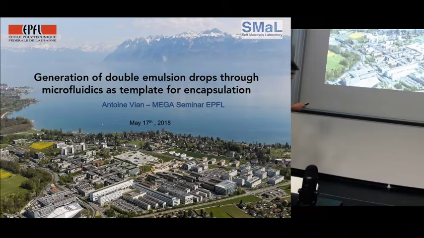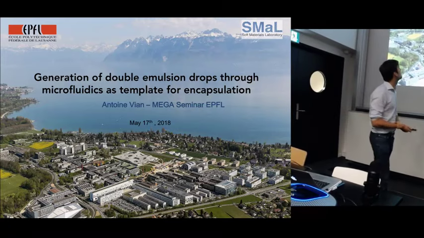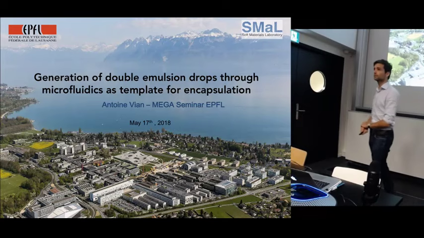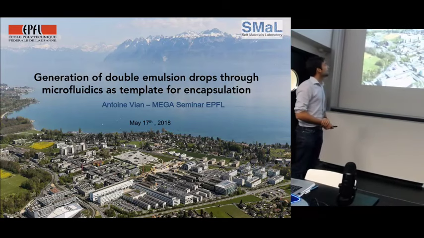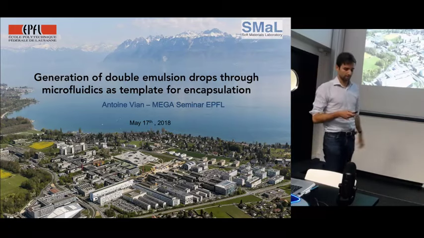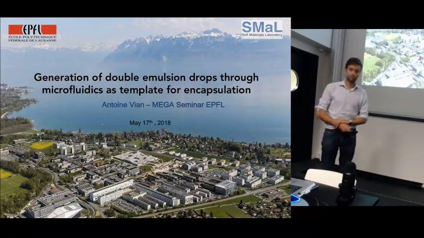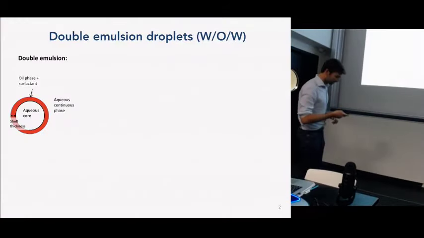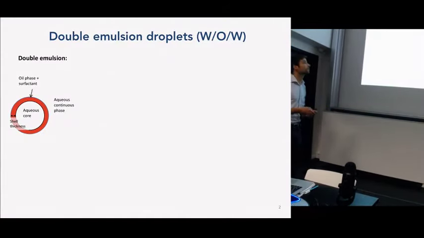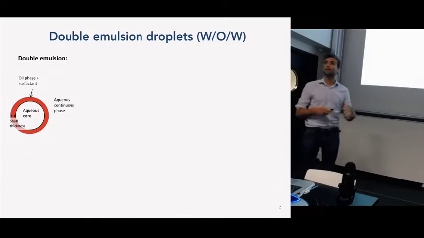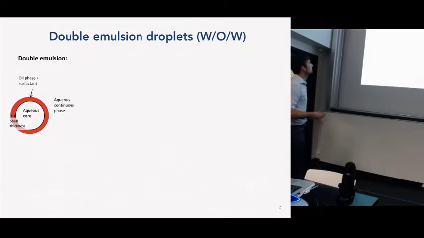So yes, I'm going to talk to you about drops, the generation of drops, and more specifically a kind of drop which is called double emulsions. We use microfluidics to produce them, and we want to use them afterwards as templates for encapsulation. So first, I need to show you what double emulsion drops are, and more specifically water-oil-water double emulsions, which we are interested in. It's composed of an aqueous core surrounded by an oil phase, and all of this is in an aqueous continuous phase. So it's a drop in another drop, and it has a certain shell thickness here, as you can see.